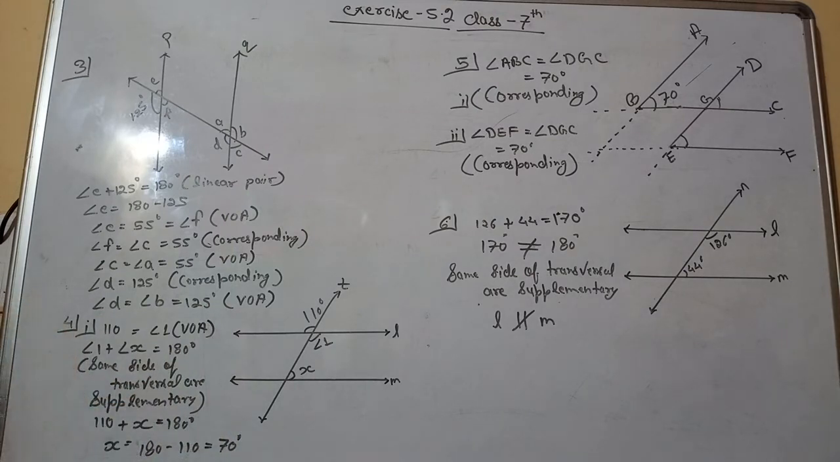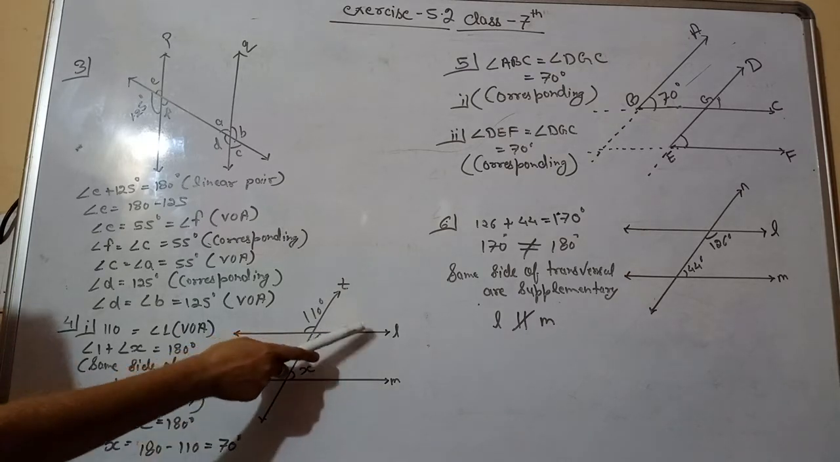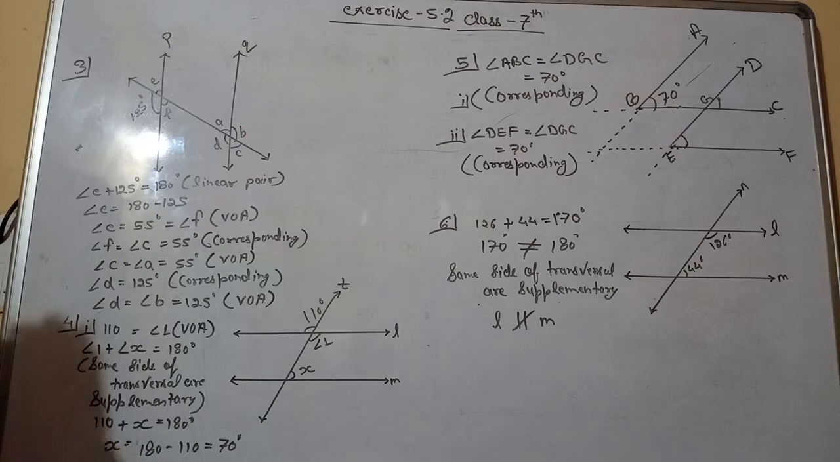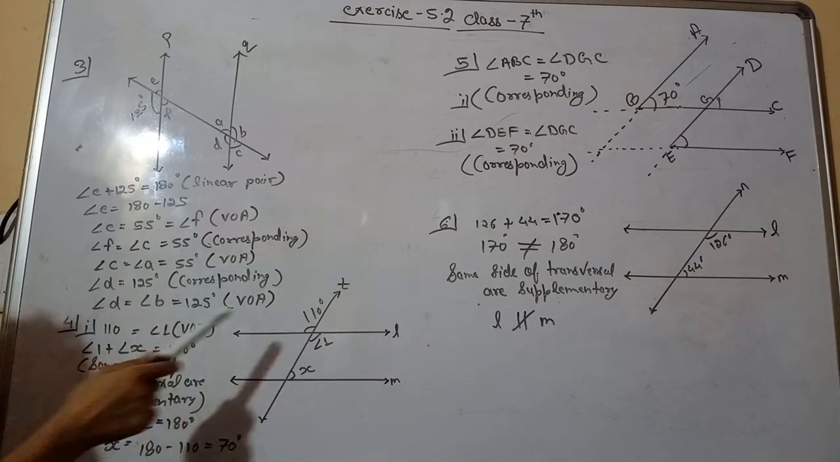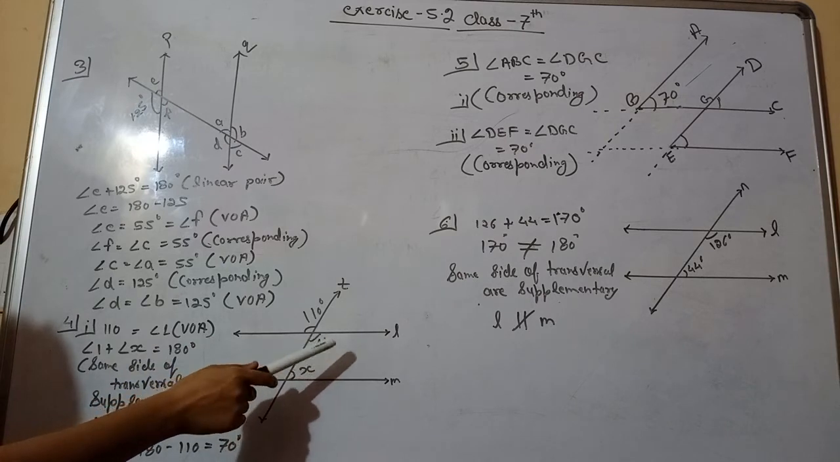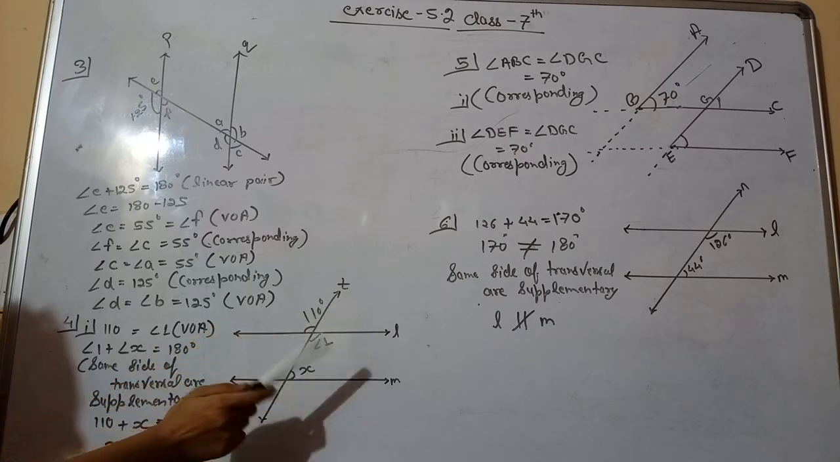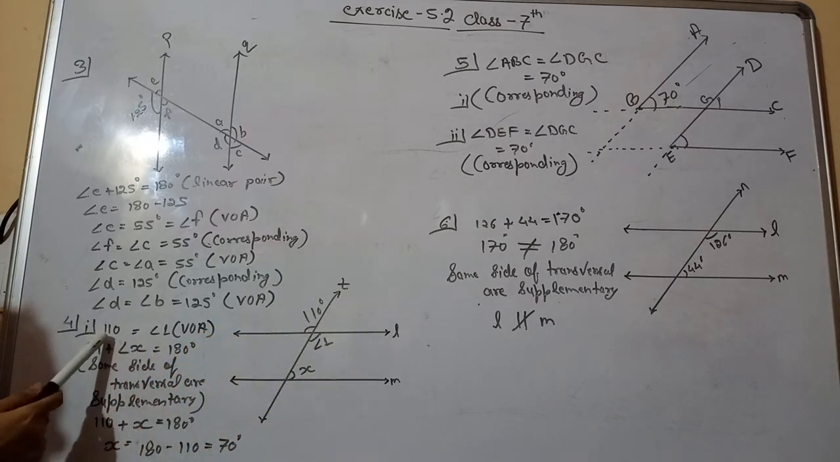Now question number 4: find the value of X in each of the following cases if L is parallel to M. Here it is given that L is parallel to M; find the value of X. Let us assume this angle as 1. We know that these two are vertically opposite angles, as this is a transversal and these are two parallel lines. So angle 110 is equal to angle 1 by vertically opposite angles.